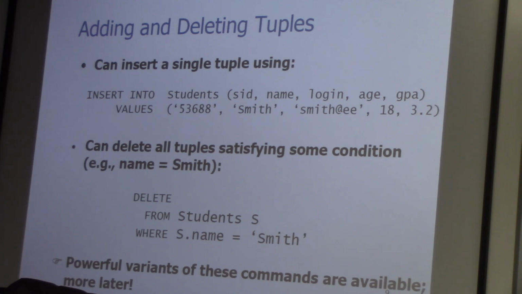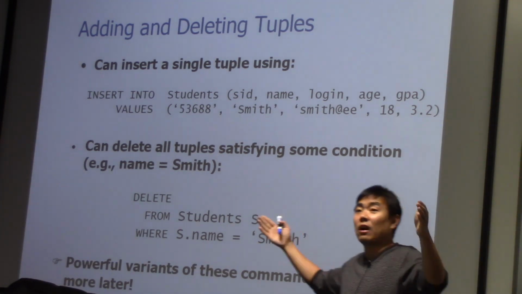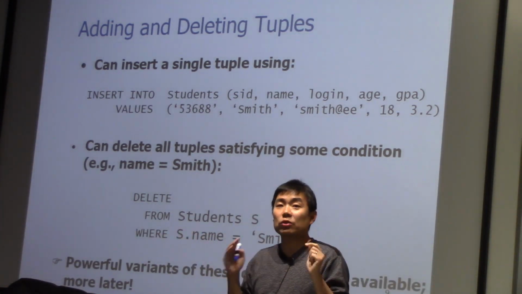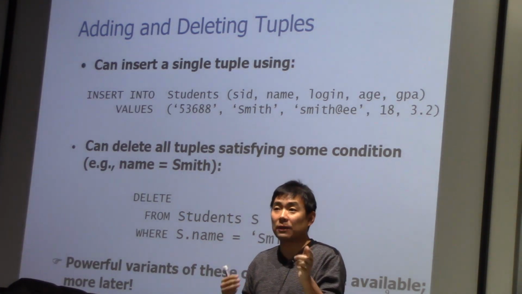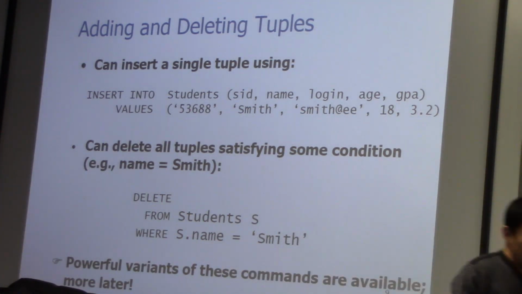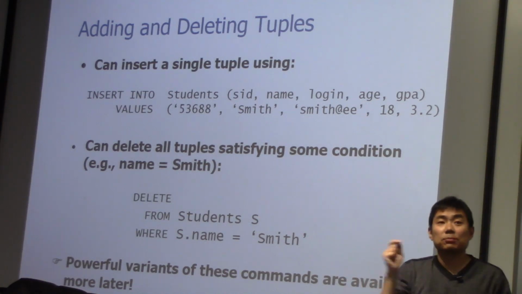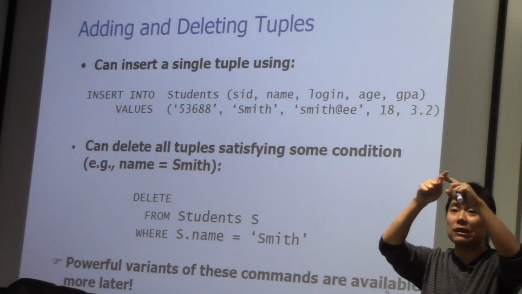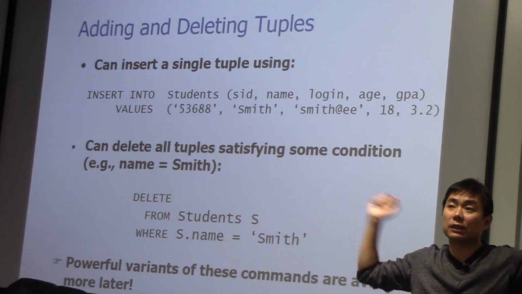You do insert into, that's the system reserved keyword, followed by the name of your table, students, for example, followed by a list of the attributes that you want to specify values for. Followed by the keyword values, and then a list of values which had a one-to-one correspondence between this list of values and the list of attributes you have specified earlier.